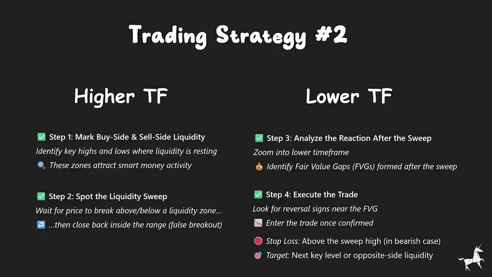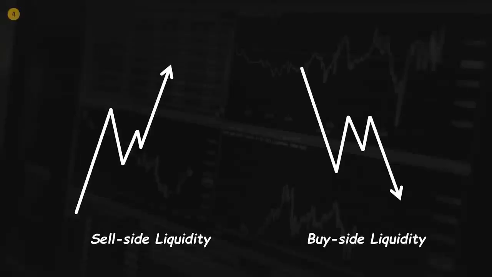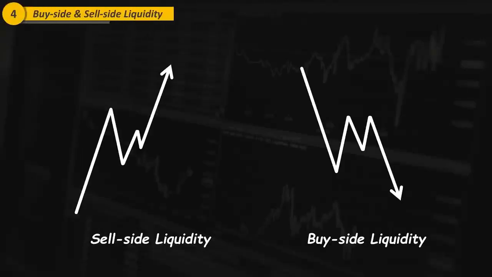The second trading strategy also uses 2 time frames and combines the concepts of buy-side and sell-side liquidity, liquidity sweep, and fair value gaps as an entry point. So what is buy-side and sell-side liquidity? Liquidity above a high or a group of highs represents buy-side liquidity, and liquidity below a low or a group of lows represents sell-side liquidity.